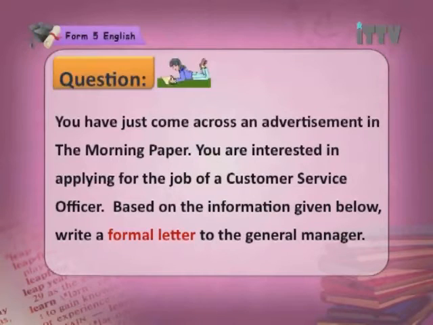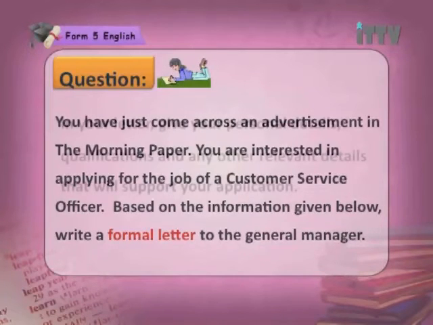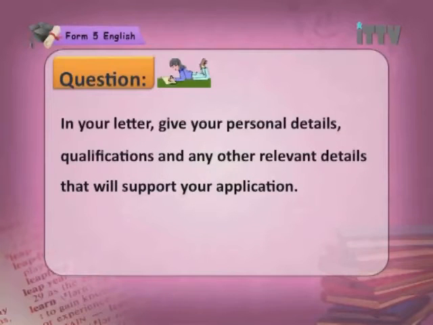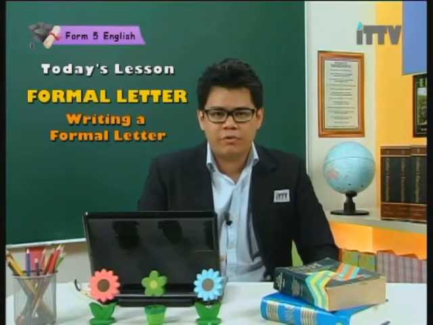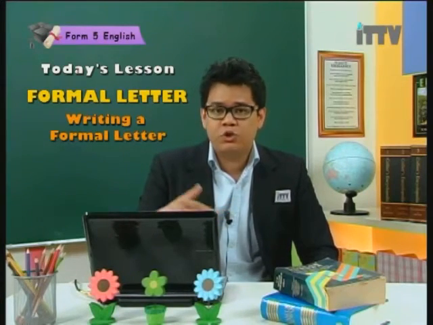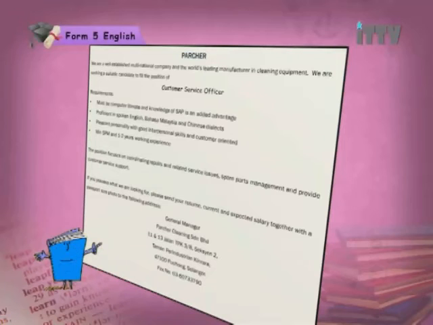Now let's look at the question. You have just come across an advertisement in the morning paper. You are interested in applying for the job of a customer service officer. Based on the information given below, write a formal letter to the general manager. In your letter, give your personal details, qualifications, and any other relevant details that will support your application. So what are we doing today? We are writing a formal letter. Now, what sort of formal letter? We are writing a letter to apply for a job. So let's look at that advertisement.